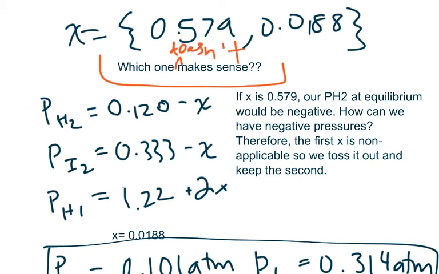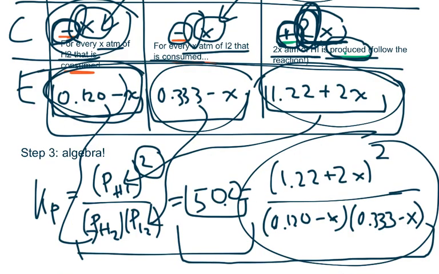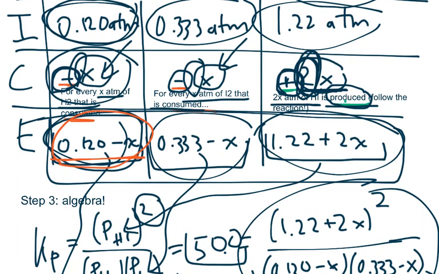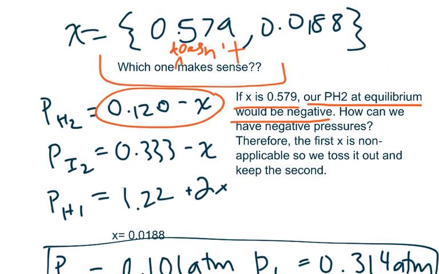Alright, so I think that the one that doesn't make sense is 0.579, because according to the equation, our partial pressure of H2 at equilibrium would be 0.120 minus x. And remember, 0.120 minus x comes from here, and this is an expression telling us the equilibrium partial pressure of H2. So we have here 0.120 minus x, and if x is 0.579, we would get a negative partial pressure.